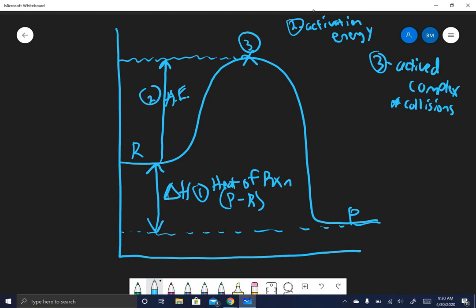Now, if you wanted to go in reverse, so if you wanted to start here and work your way up this way, you actually would have to climb this mountain here. So number 4 would be, I'm just going to abbreviate, activation energy, but of the reverse reaction.